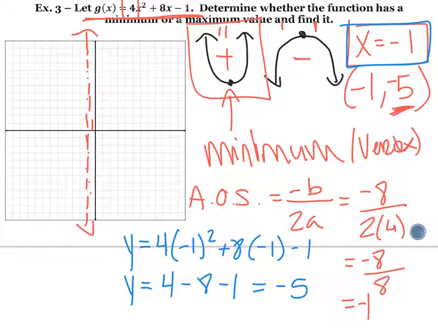So the lowest point on this, 1, 2, 3, 1, 2, 3, 4, 5. That would be your vertex right there. And then you would just graph it like that.